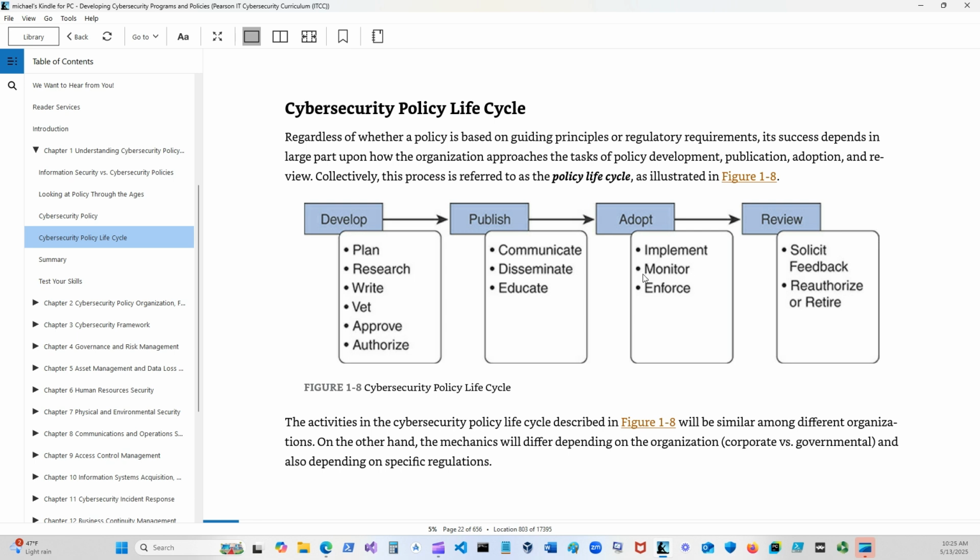You're going to monitor that. You're going to monitor the people that are. Okay, you're going to enforce. Now you have to set guidelines for what the consequences will be if they don't follow the policy.